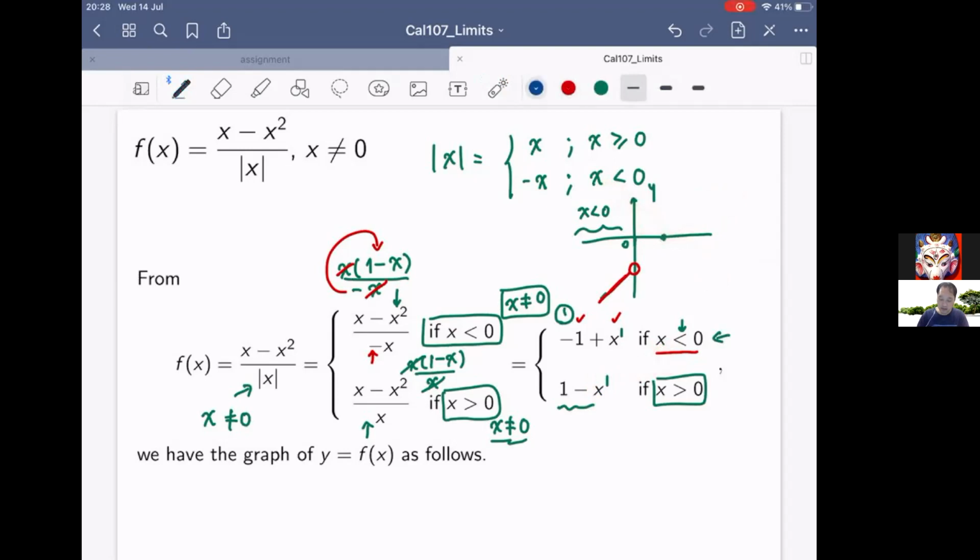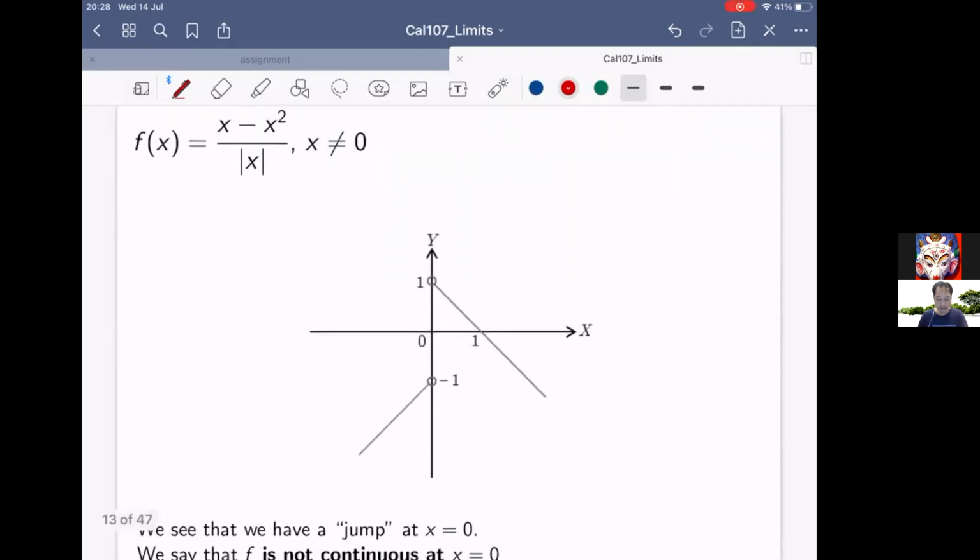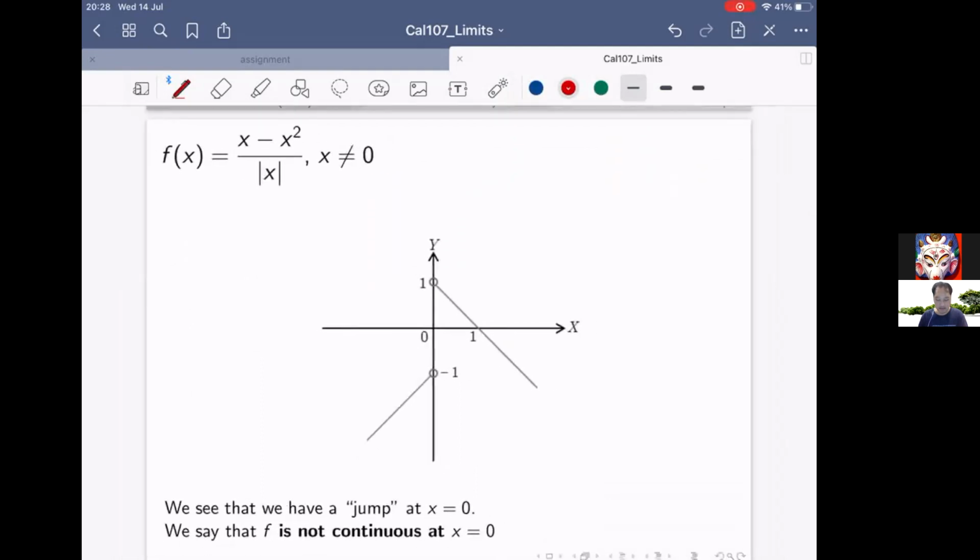So here we have 1, and then it is cut there, and again we use the white dot to indicate that we are not going to include that particular function value. So actually we have a nice looking graph right here of this function f of x.